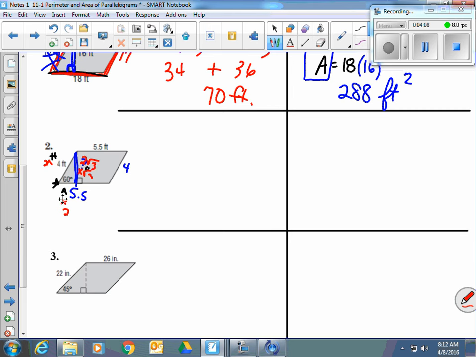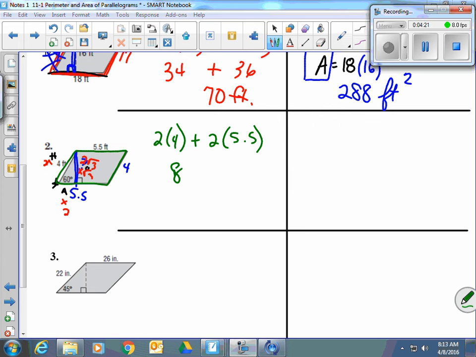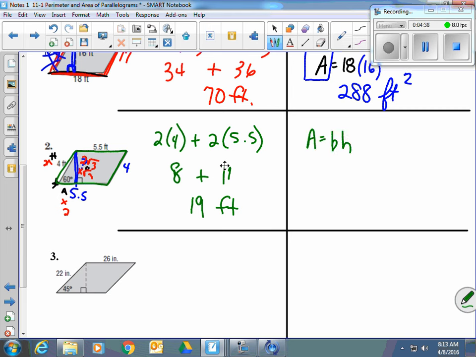So if I'm going to find the perimeter, that just means adding around the edges. So it's 2 times 4 plus 2 times 5.5. 2 times 4 is 8, and 2 times 5.5 is 11. So that means my perimeter would be 19 feet. Remember, perimeter is not feet squared. We're just talking about the edges, a straight line. Then if I did the area, it is base times height. My base is still the 5.5. But now this is where I needed to add the height, which we had to go and figure out to be 2 square roots of 3.